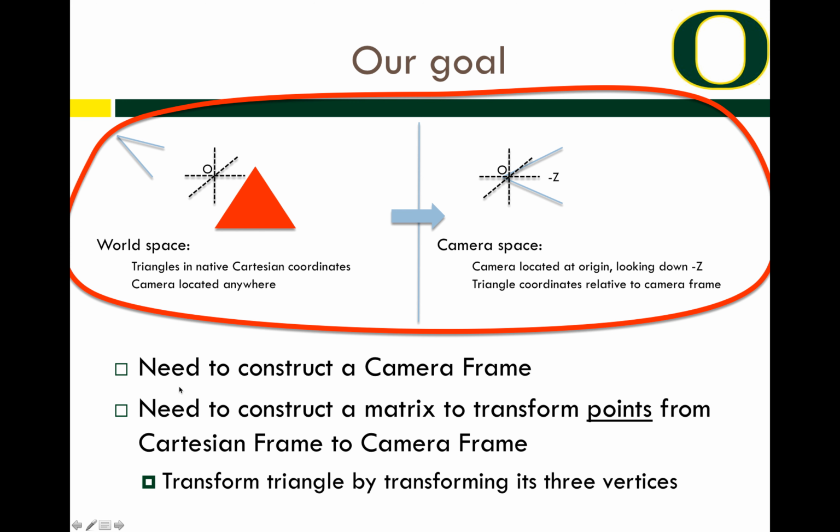And so there's 2 parts to this. One is to construct a camera frame, and that's what we're going to do in this video. And then after we construct a camera frame, then we can construct a matrix that transforms points from the Cartesian frame world space to the camera frame. And so this video is all going to be about how to construct a camera frame. And remember, a frame, this was in Thursday's lecture, is when you have 3 basis vectors and an origin.